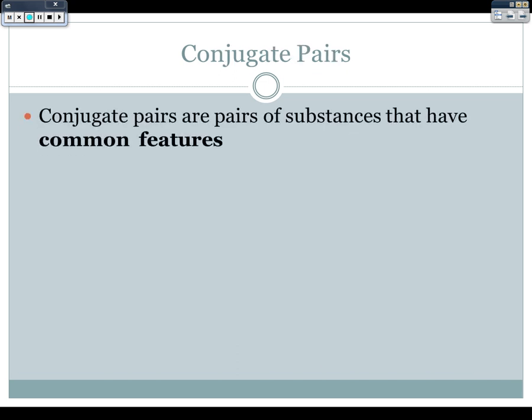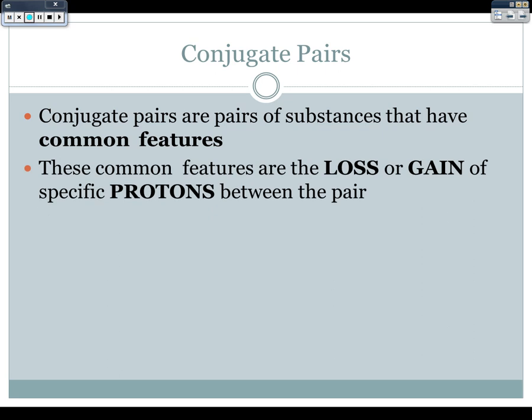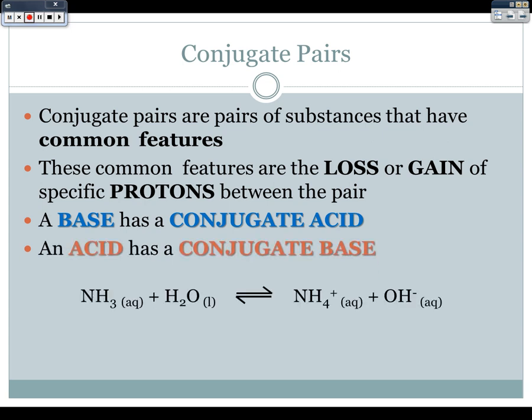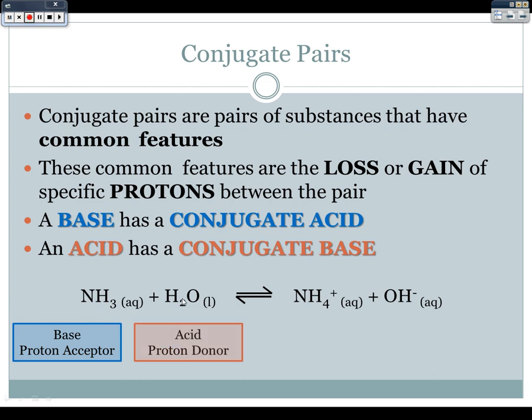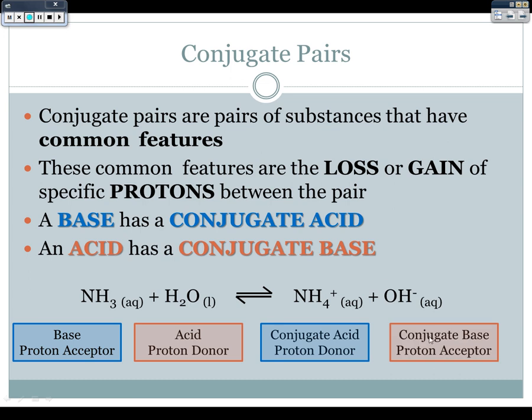Let's look at conjugate pairs. Conjugate pairs are pairs of substances that have a common feature. These common features are their loss or gain of specific protons between the pair. A base has a conjugate acid, and an acid has a conjugate base. So if we look at that same example here, ammonia is a proton acceptor, so it's a base, whereas the water was the proton donor, so it's the acid. On this side, this is now a proton donor, so it's a conjugate acid, and this is now a proton acceptor, so it's the conjugate base.